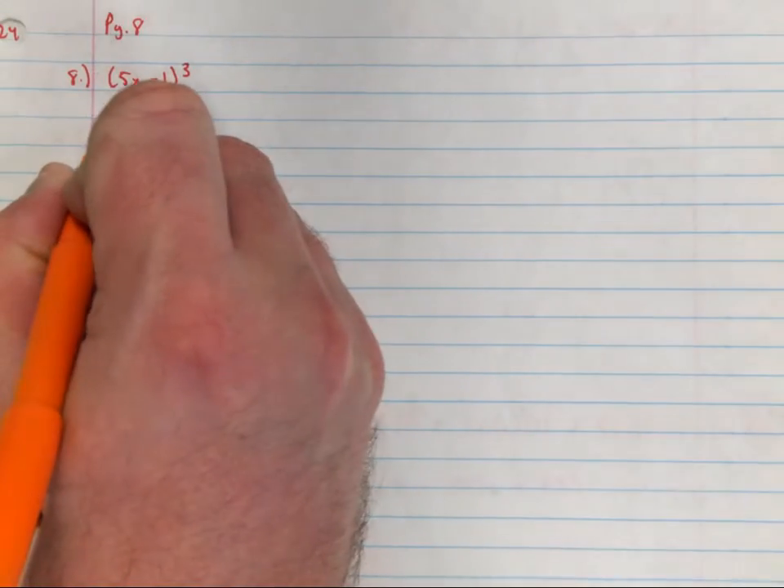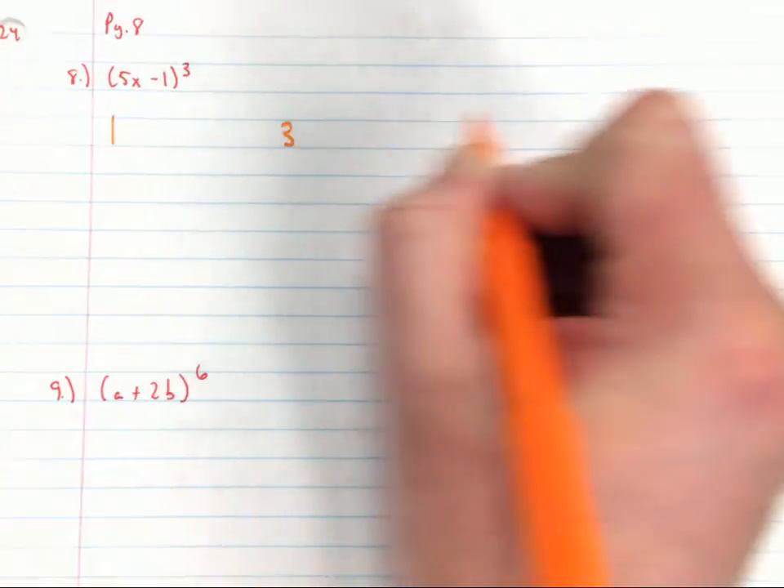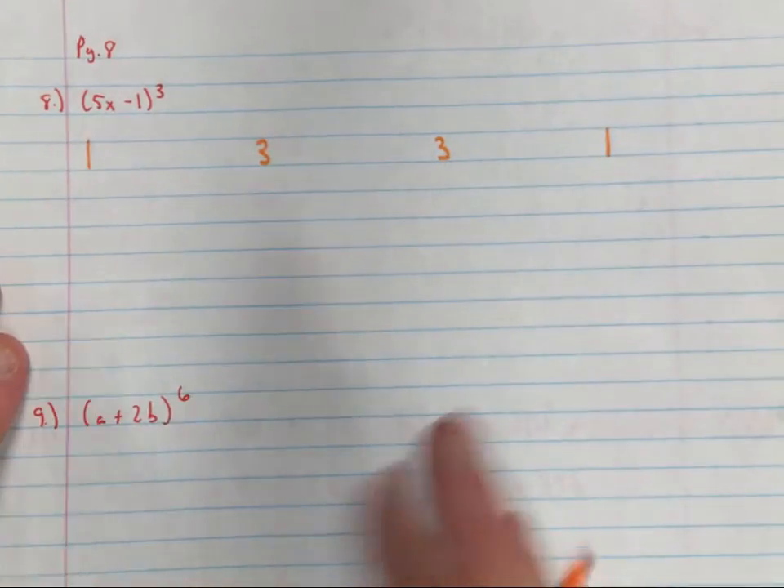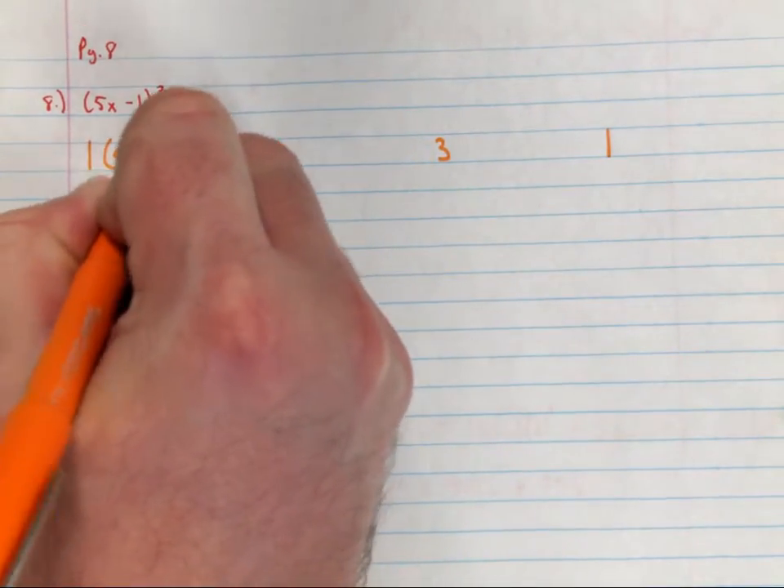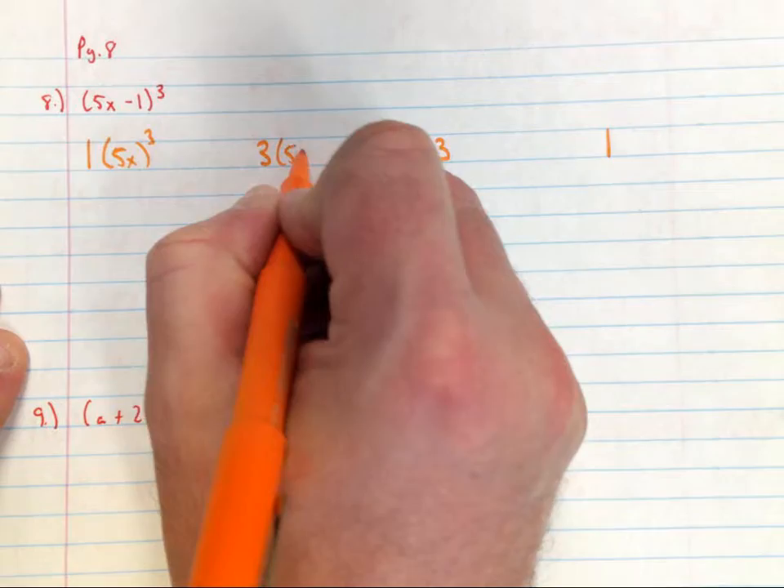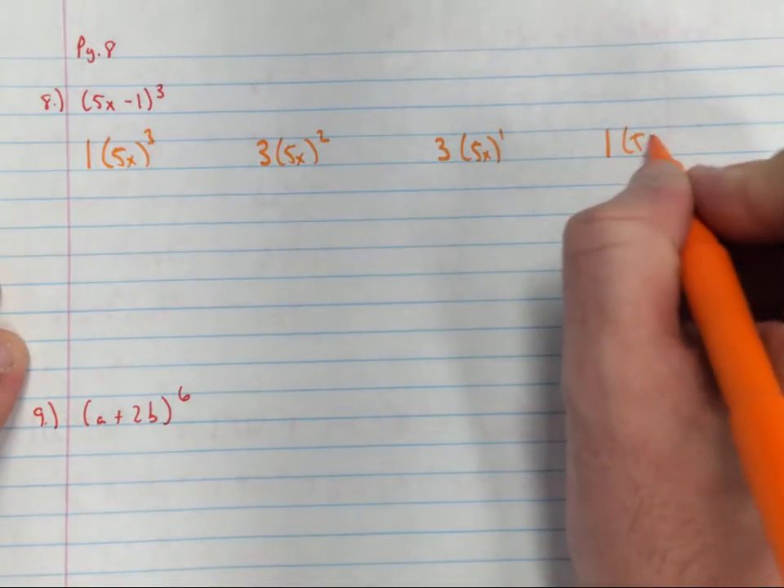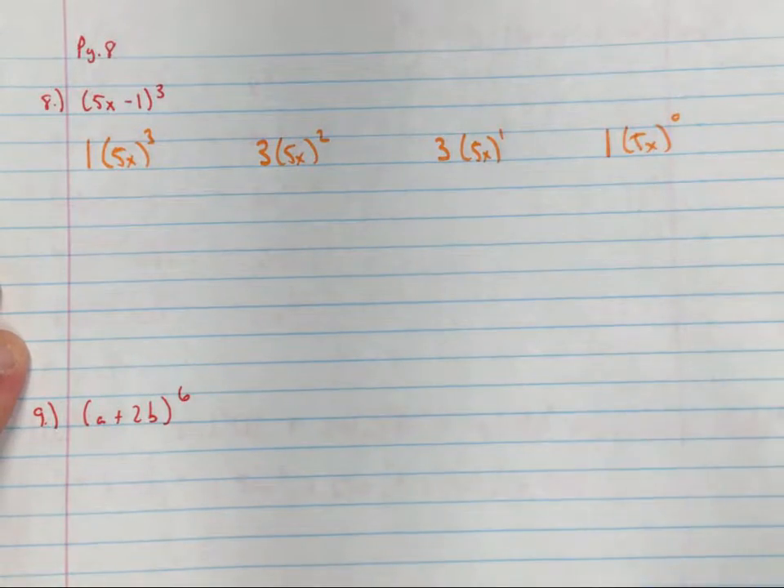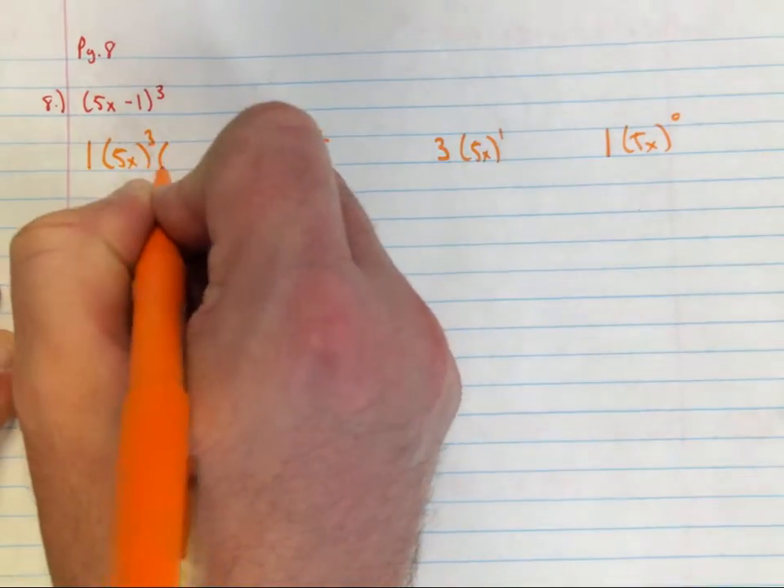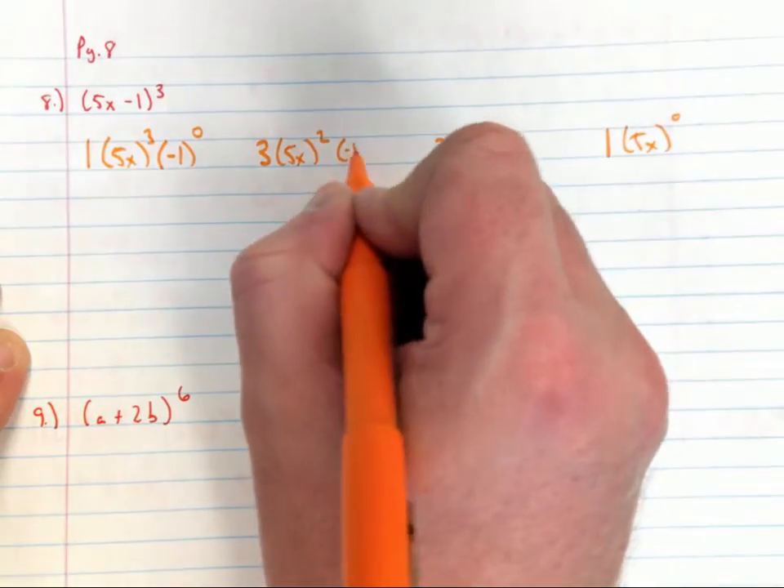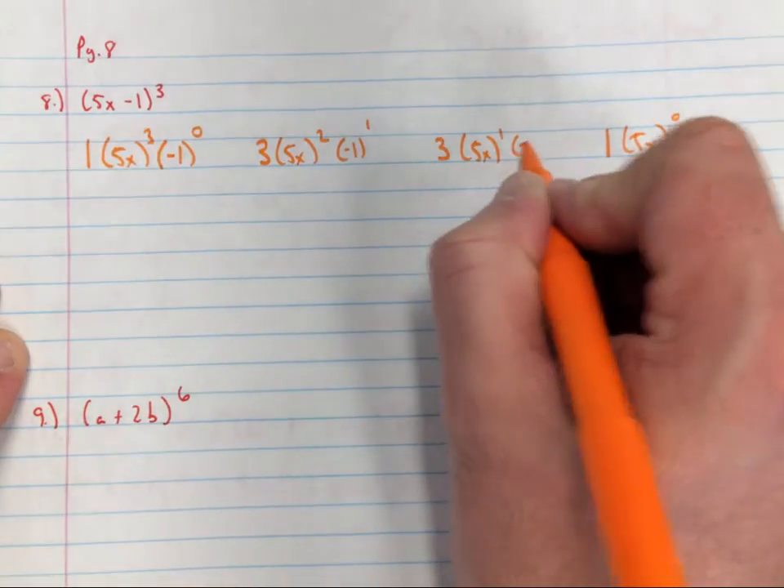Okay, what are my numbers here? 1, 3, 3, and 1. All right. I'm going to do this one horizontal. 1, 3, 3, 1. Which one do I start with, 5x or negative 1? So 5x, I'm going to raise that to the third power and descend those powers. Then do I put 1 or negative 1? Negative 1, I'm going to ascend those powers.